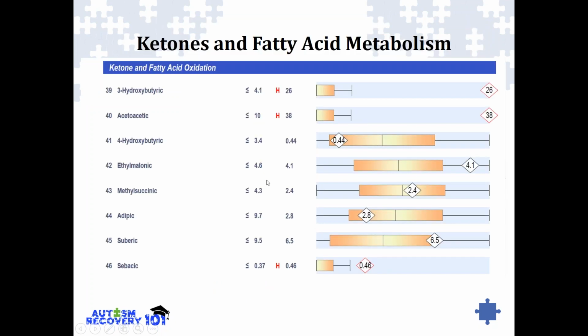A few other sections on the organic acid test, this ketone and fatty acid section. Most of the time when these things are high, they're just slightly high. This can indicate that there's perhaps a little bit of sluggishness in the way the cells are metabolizing and burning fat for a fuel source. A lot of times just some carnitine, 500 milligrams to 1,000 milligrams, can be helpful.